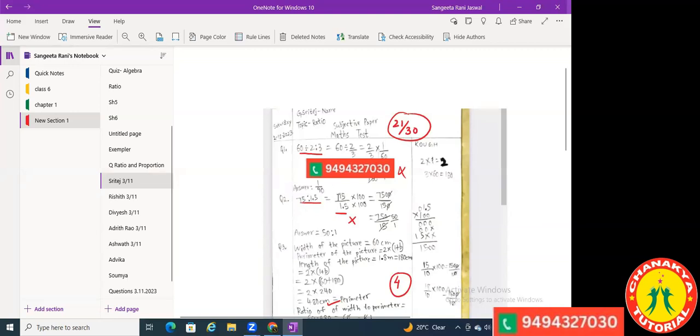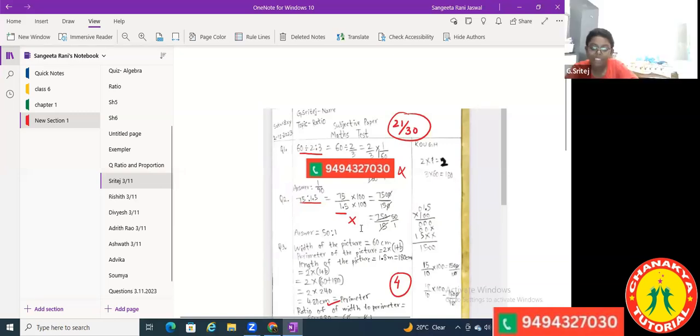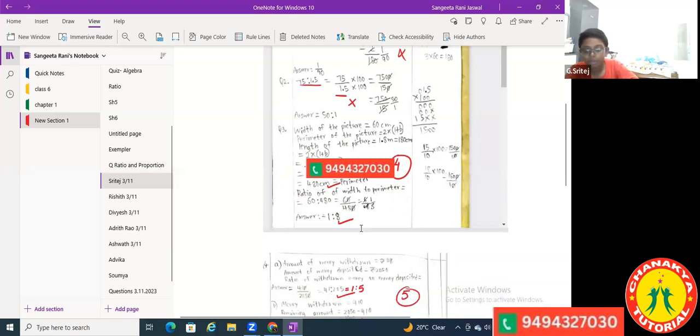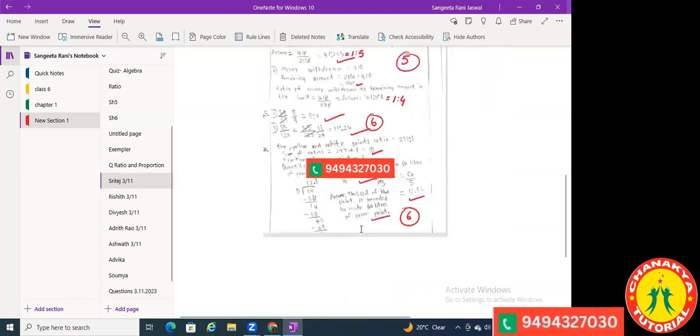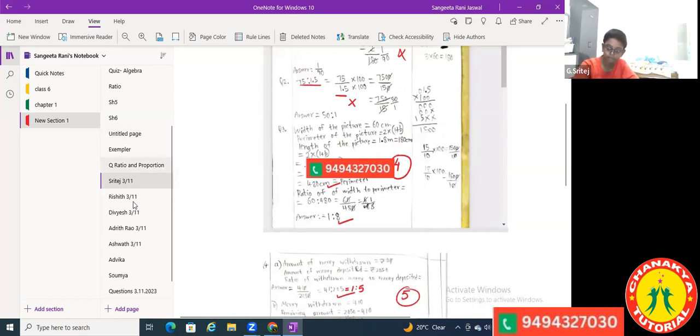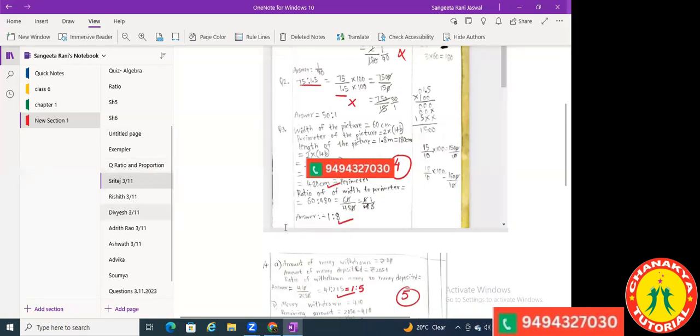And see the second one also, you have taken 75 by 1.5 and multiplied by 100. This is also again something else. Ma'am, I didn't see the meter over there. I thought 1.5 was centimeter. Okay, so please be careful.